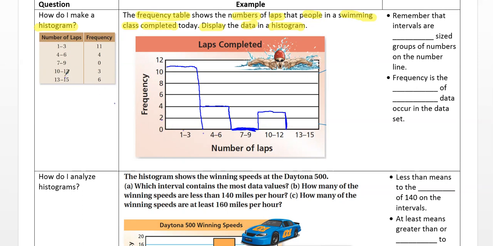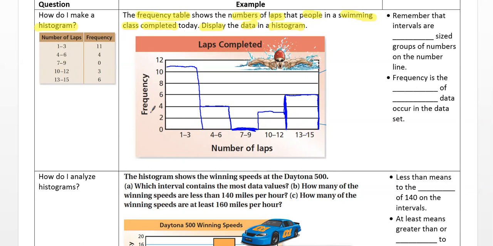And finally, the interval 13 to 15, which includes 3 numbers, 13, 14, 15, that frequency is 6. So I'm going to make a bar that goes up to 6. Okay, this is called a histogram.